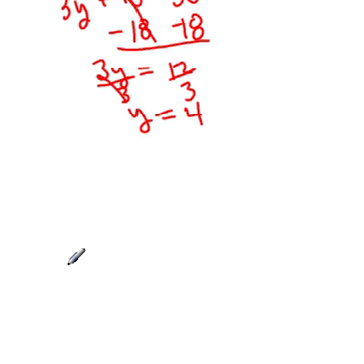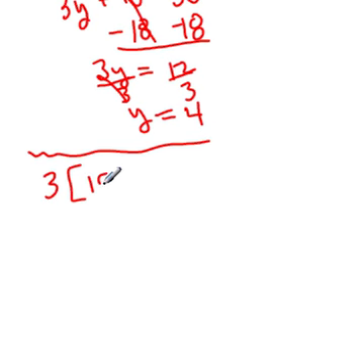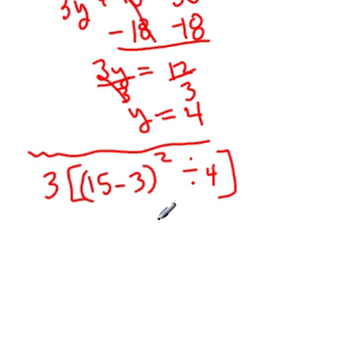Number 3, we have 3 times (15 minus 3) in parentheses, squared, divided by 4. Remember, order of operations, and you'll actually be watching a video later on this week about it. Order of operations, we go to grouping symbols first, so I'm going to go inside here.